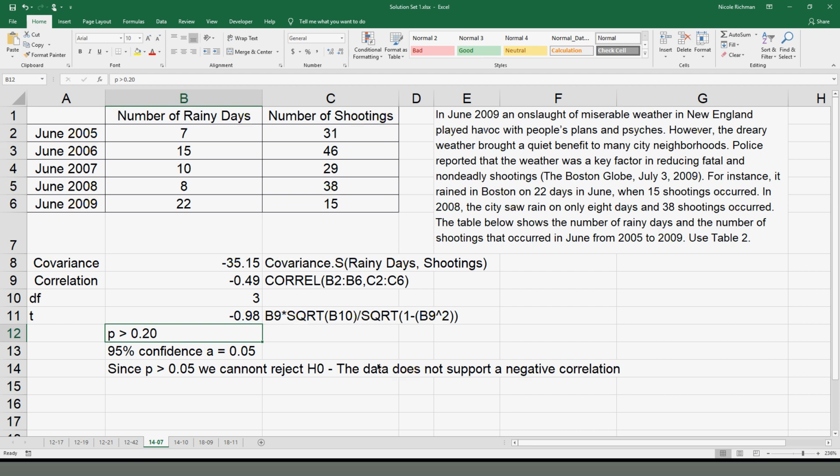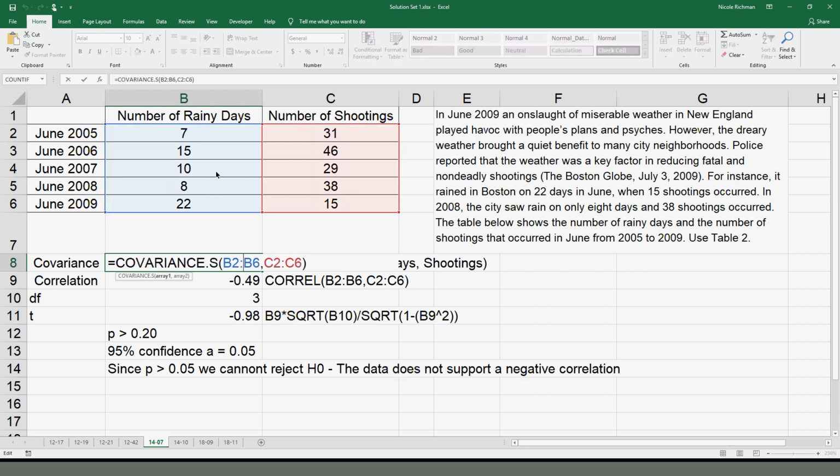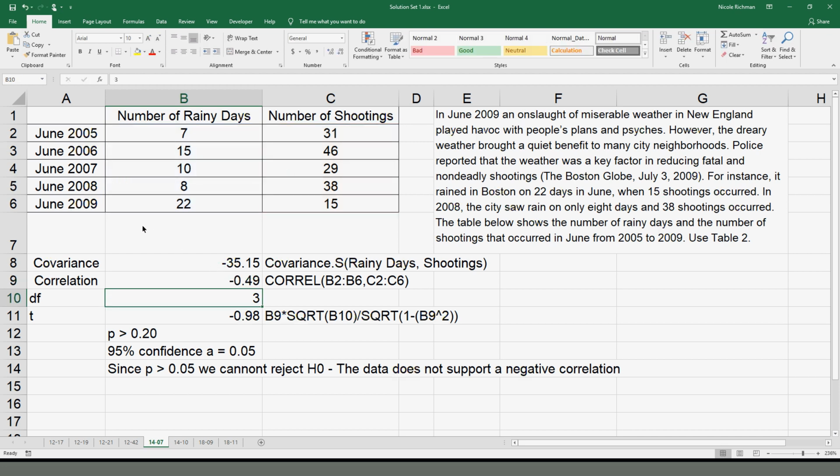So we can take a look at this formula here for covariance. We're going to use our covariance and highlight our number of rainy days and then highlight our number of shootings. And then we're going to take a look at our correlation statistic, same thing, and our degrees of freedom. Ultimately, for degrees of freedom in this one, we're taking our number of rows minus our number of columns, which is why there's a degree of freedom of 3.